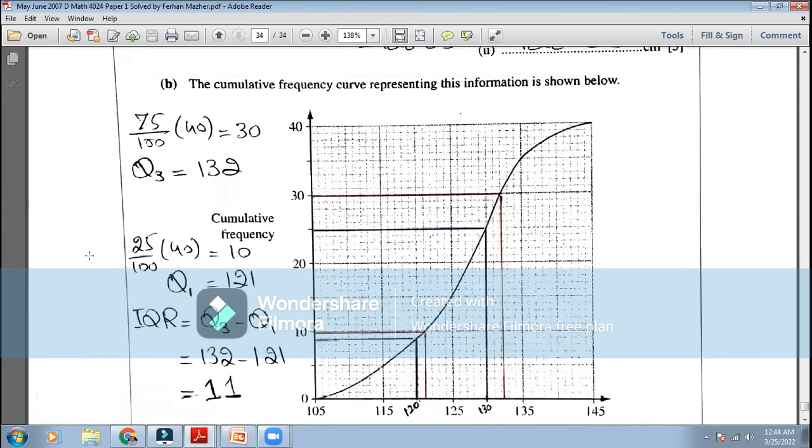So 75% of 40 will be 30. From 30 here, I will go to the graph and check the value, and that will be 132. Then I will take 25% of 40, that will be 10. So on the y-axis, I will find 10, and from here I will go to the graph and check the value. It will be 121. So 132 minus 121 will be 11. So the interquartile range, which is Q3 minus Q1, will be 11.